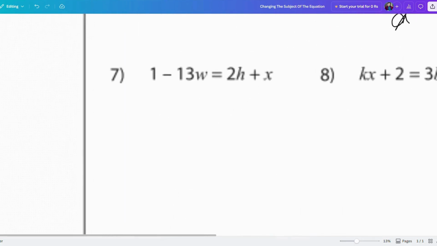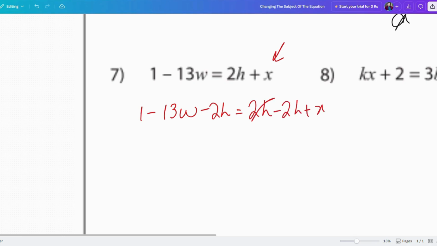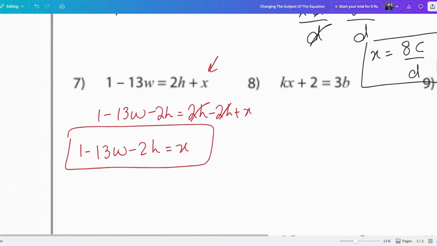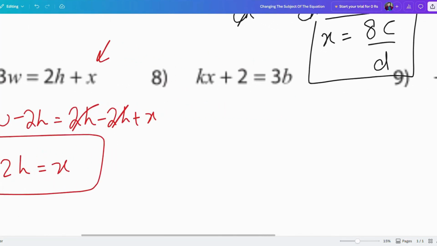Question number 7. For this one, we need to make x the subject of the equation again, so I will subtract 2h on both sides. 1 minus 13w minus 2h is equivalent to 2h minus 2h plus x. It will cancel out, and I will be left with 1 minus 13w minus 2h is equivalent to x. This is going to be the solution for question number 7. Now let's move towards question number 8.